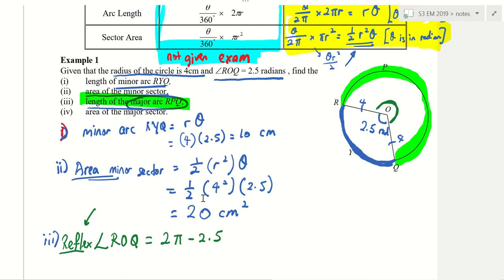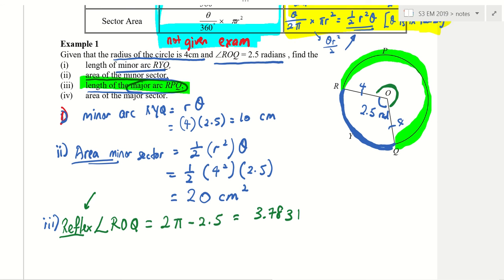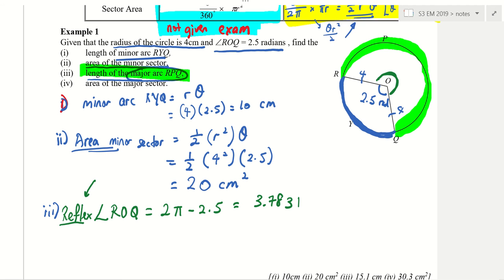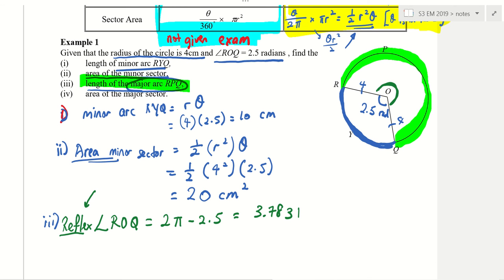Okay, so 2 pi minus 2.5. So then the answer is pi, 5 SF please. 3.78318. Inside is just by default. ROQ is always referring to the small one. Alright, but if you want to call the big one out, then it's called reflex.